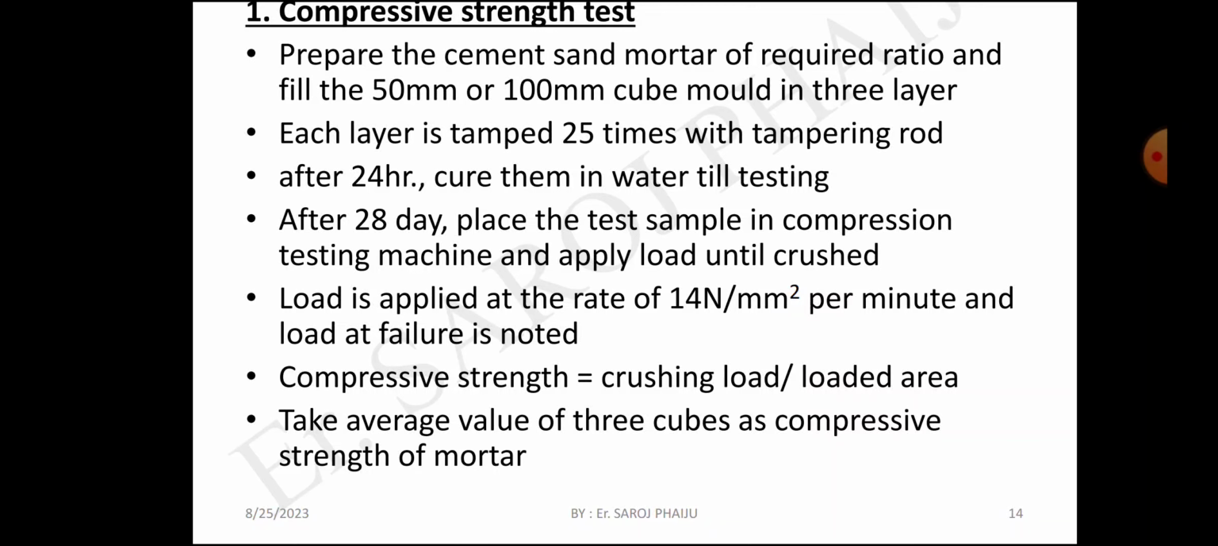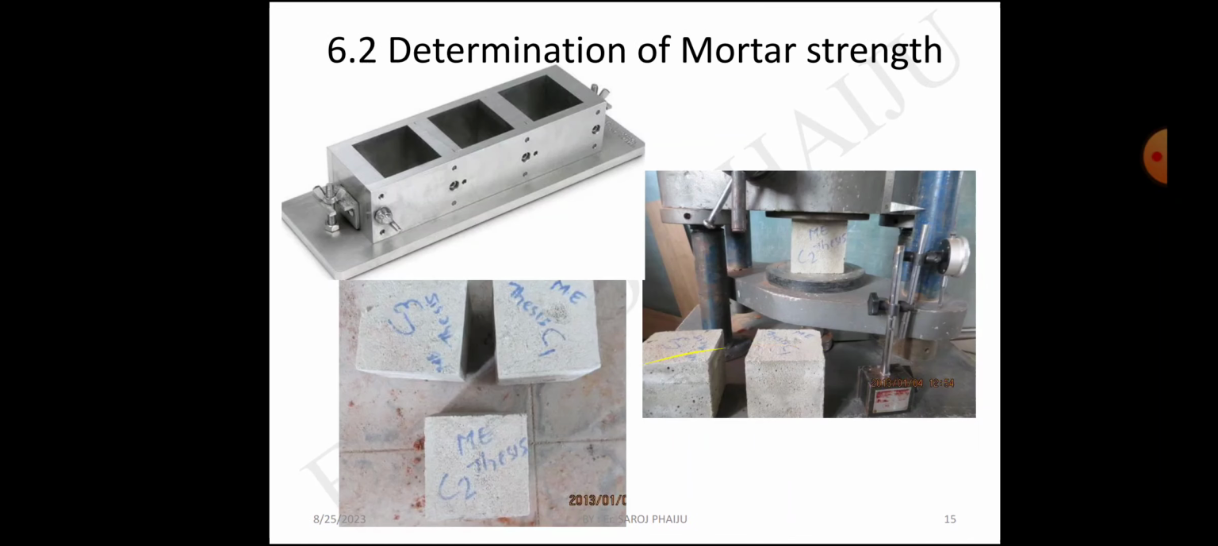After 28 days, place the test sample in the compression testing machine and apply load until crushed. Load is applied at the rate of 14 Newton per mm square per minute and load at failure is noted. Compressive strength is crushing load divided by loaded area. Take the average value of 3 cubes as compressive strength of mortar.